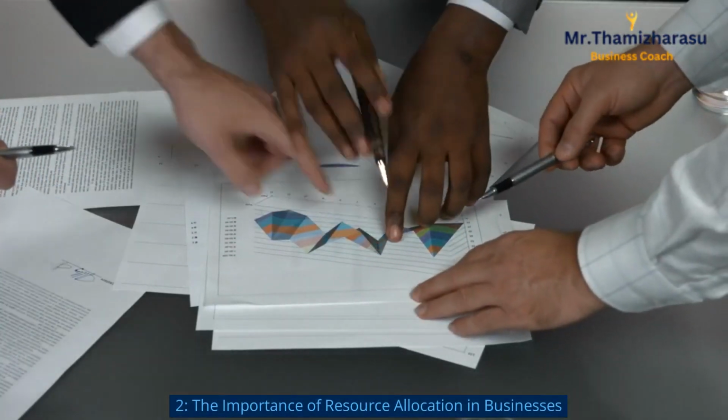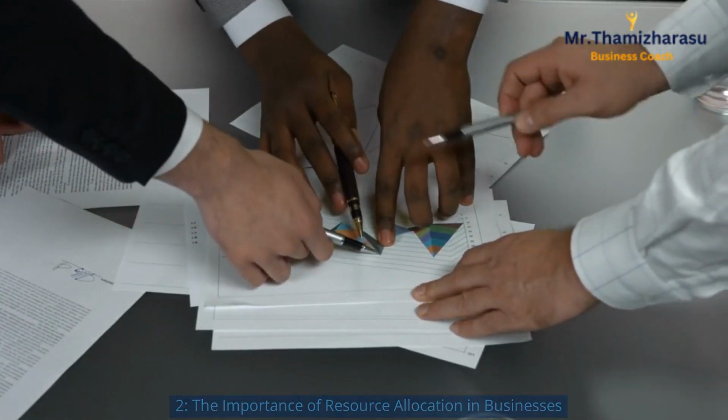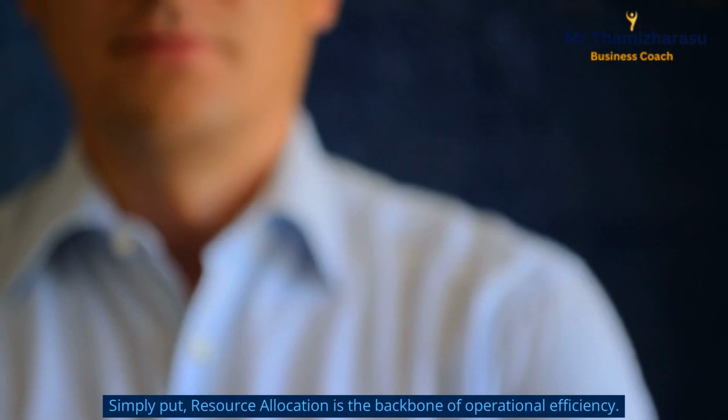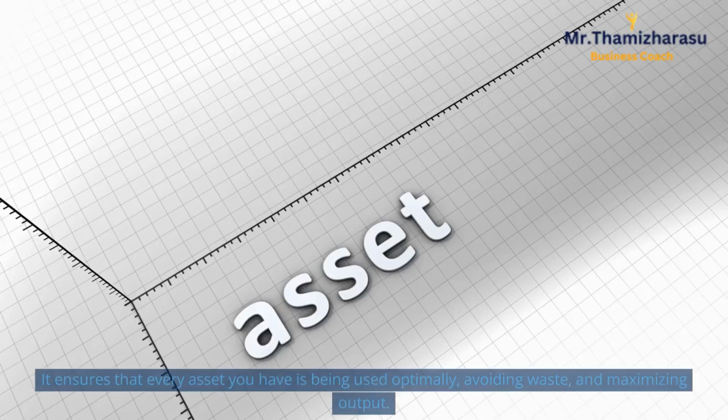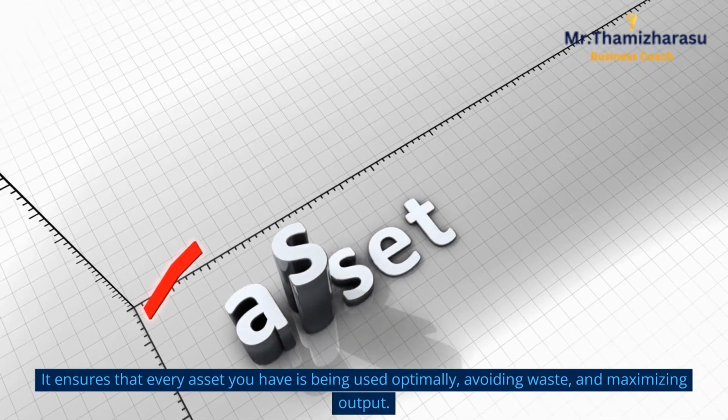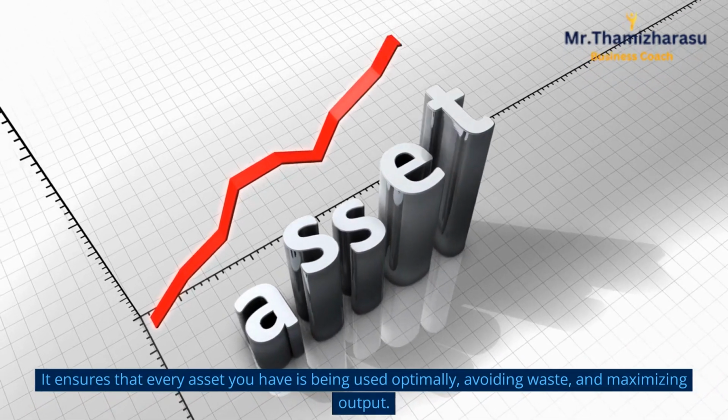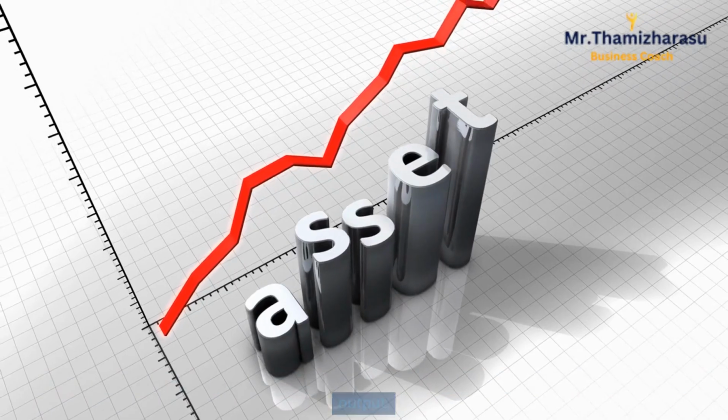2. The importance of resource allocation in businesses. Simply put, resource allocation is the backbone of operational efficiency. It ensures that every asset you have is being used optimally, avoiding waste, and maximizing output.